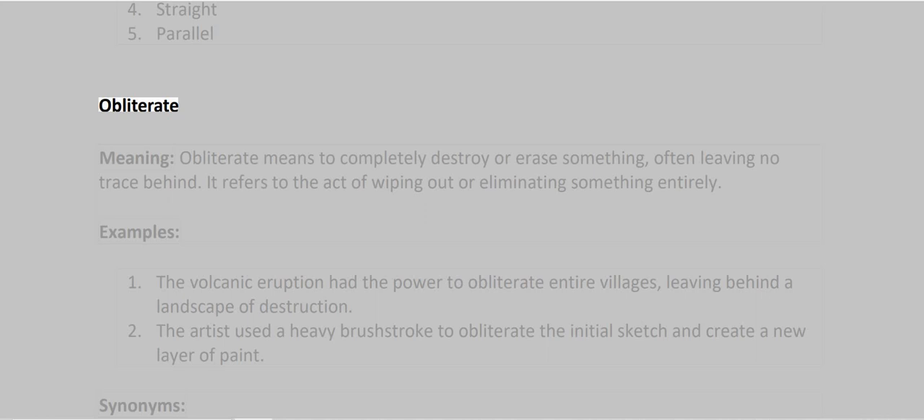Obliterate. Meaning. Obliterate means to completely destroy or erase something, often leaving no trace behind. It refers to the act of wiping out or eliminating something entirely.